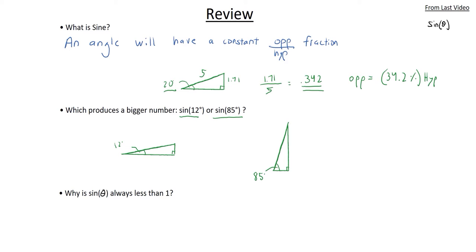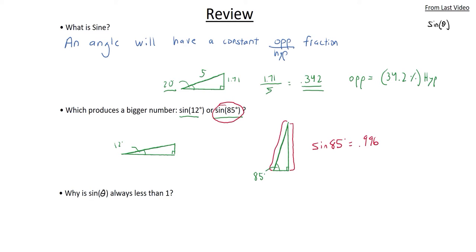And the answer to that is sine of 85. Remember, sine is just the opposite divided by the hypotenuse of some angle. Look at how big this opposite side is when compared to the hypotenuse side. The sine of 85 is 0.996, and that should make sense. Look how big that opposite is. It's 99.6% as long as the hypotenuse.